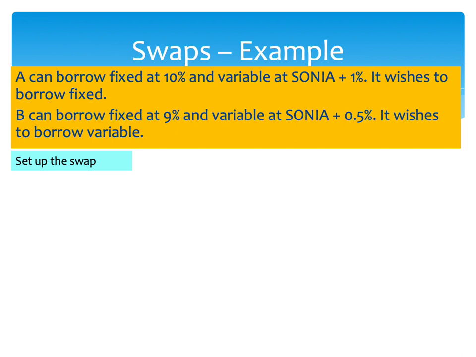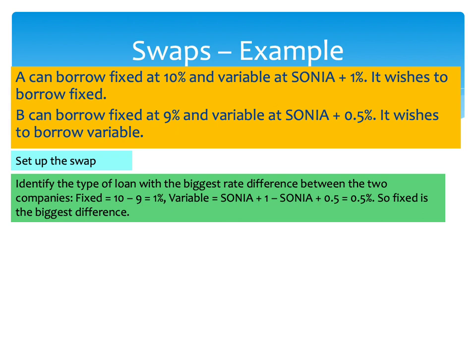What we're going to do first of all is set the swap up. And we do that by identifying the type of loan that has the biggest rate difference between the two companies. So we know that one of them is going to have to take out a fixed loan. So let's have a look at who will make the biggest saving on a fixed loan. Well, A can borrow at 10%. And B can borrow at 9%. So that means that if B takes out the fixed rate loan for the companies that these two companies need, then that will give you an overall 1% saving compared to if A had taken out the fixed loan.